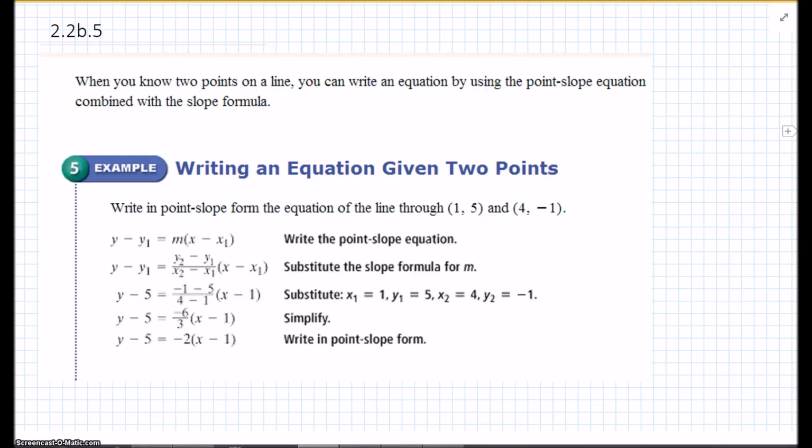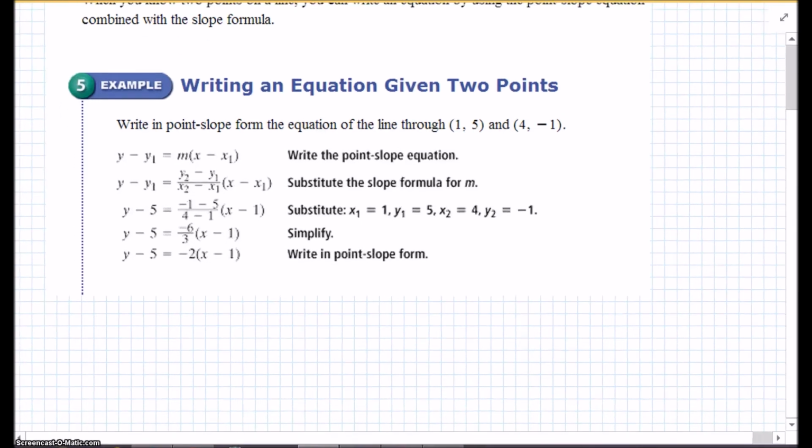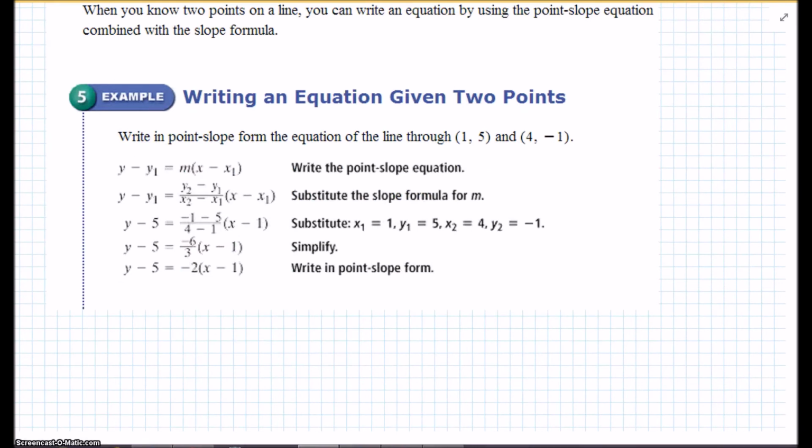When you know 2 points on a line, you can write the equation by using the point-slope equation. Now, what can we do when we're given 2 points? We can write in point-slope form the equation of the line through 1, 5 and 4, negative 1. We can write the point-slope equation and substitute the slope using the formula for m. Because what is our slope? Nothing more than the change of y over the change of x. So our point-slope form is y minus y1 equals m times x minus x1.